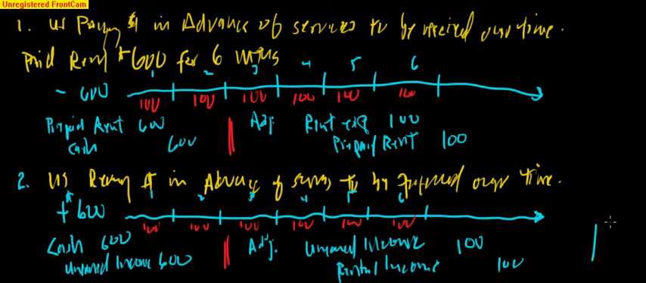A T account for unearned income would look like this. Unearned income. When we receive the money, we credit it for $600. When we made this adjustment, use a different color pen, when we made this adjustment here, that will show up as $100 right there, actually. It's debit unearned income for $100. And our balance in our account will now be what? $500. Because 600 less 100 is 500. That's going to be the balance that shows up on our financial statements.